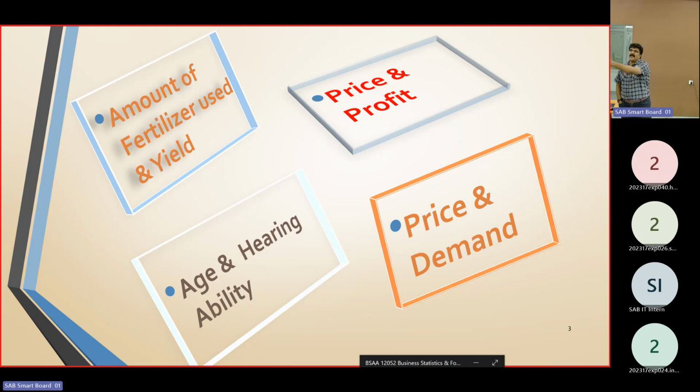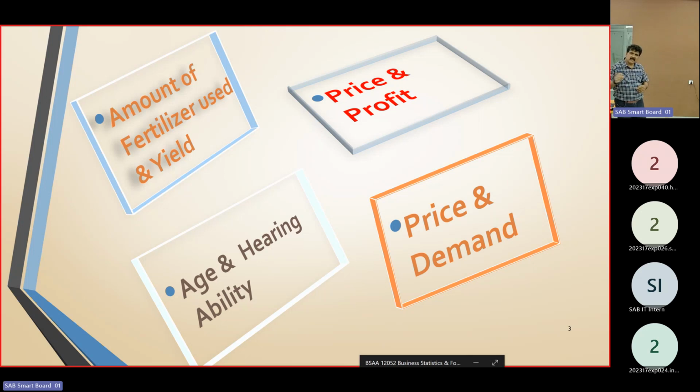Now if yield depends on amount of fertilizer used, yield is the dependent variable. So if yield is the dependent variable, automatically the fertilizer becomes the independent variable. Profit depends on price: profit is the dependent variable, and price becomes the independent variable. Here, hearing ability depends on age, so hearing ability is dependent, and age becomes independent.